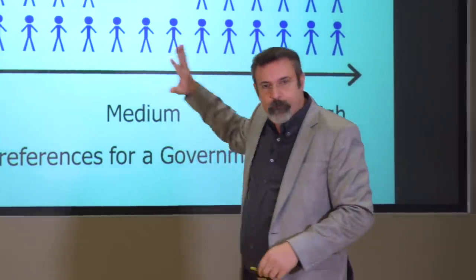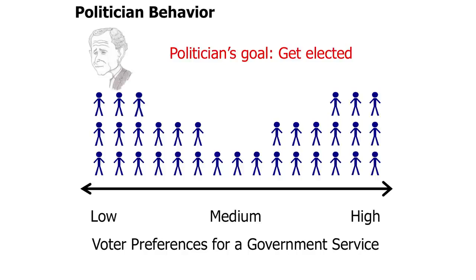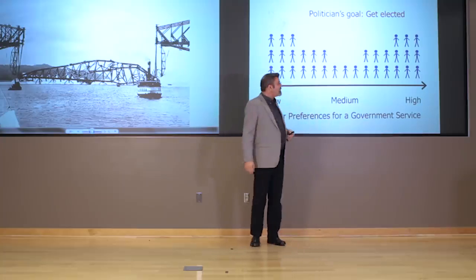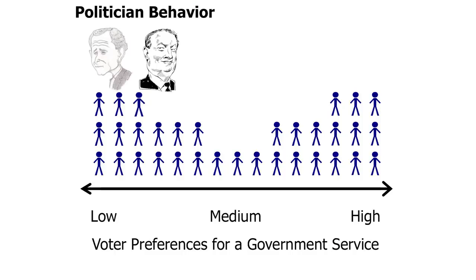Now, superimpose on top of these voters a couple of politicians. And there's this guy. He's running for office. And remember, his goal is to get elected. And he says to the voters, look, if you elect me, I will provide you with this level of government service. And his opponent comes along, and the opponent says, well, elect me and I'll provide you with this level of government service. What do the voters think as they look at these two politicians?